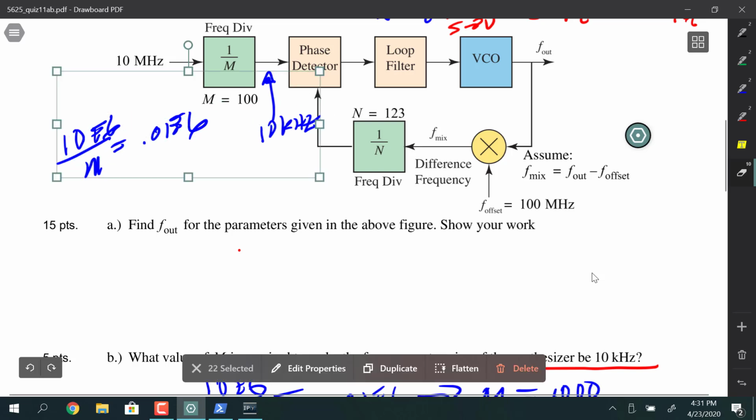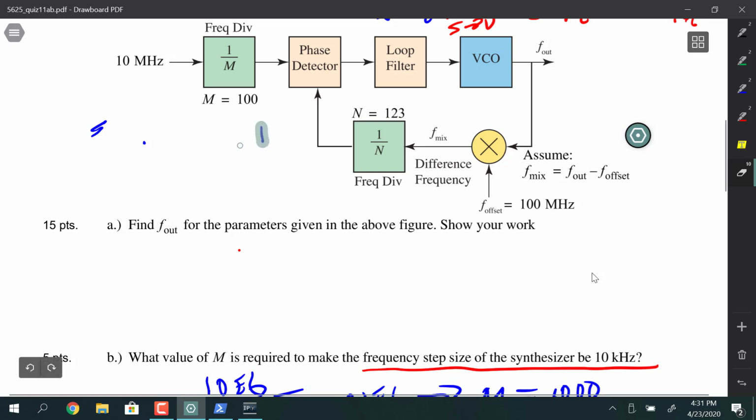So in working part A, we want to find F out. So you would come into here, and the first thing I would do is say, what is my reference frequency? So it's going to be 10 megahertz divided by 100, which is going to put it at 100 kilohertz, right?